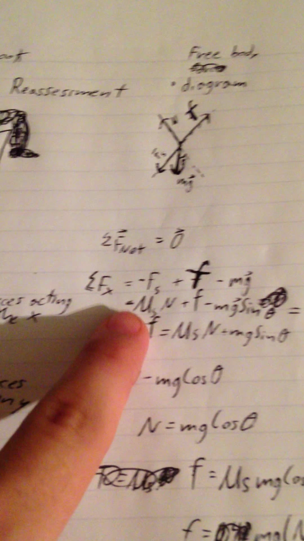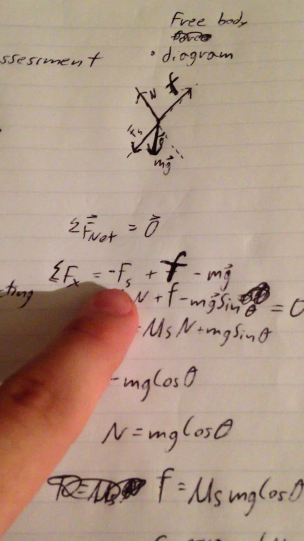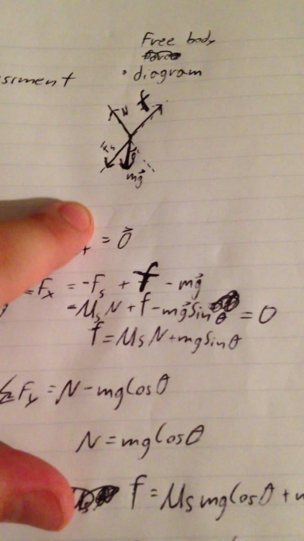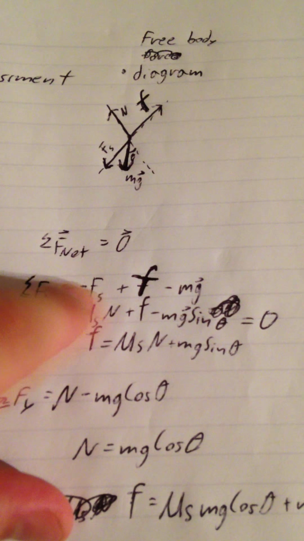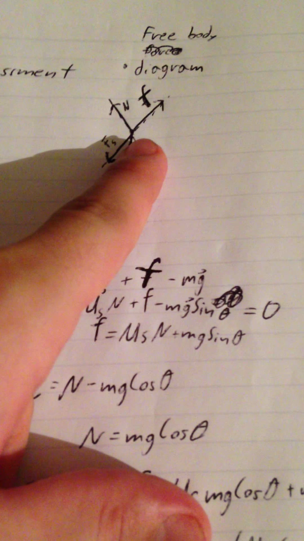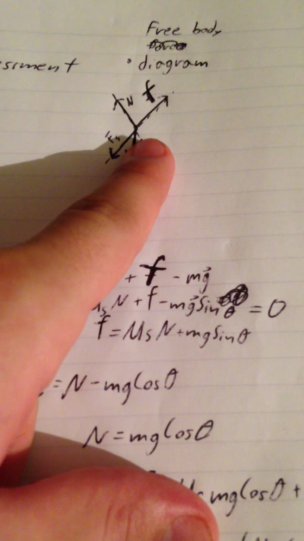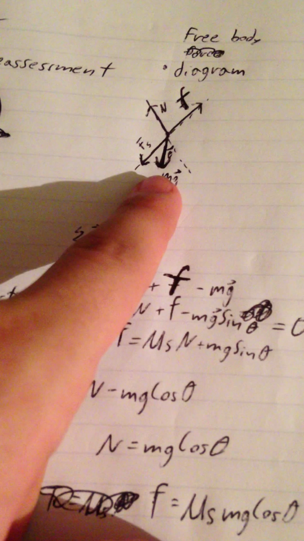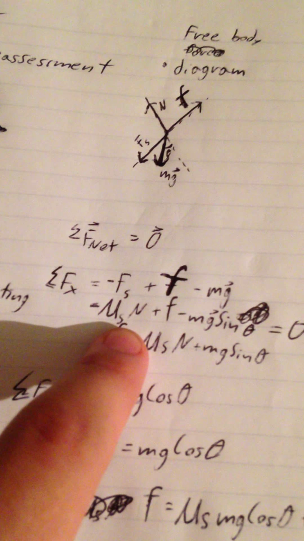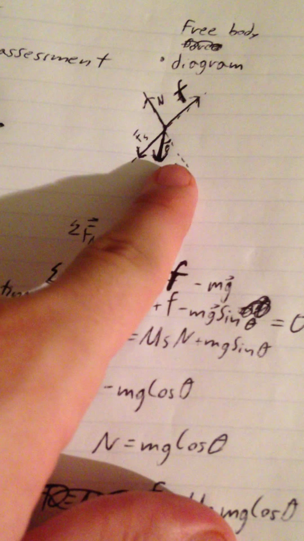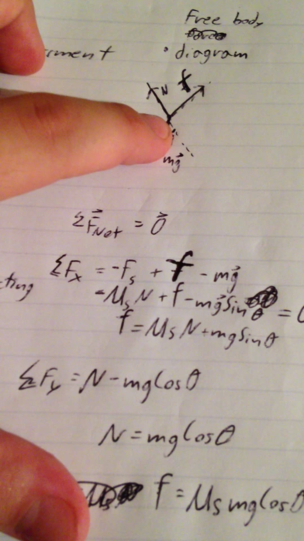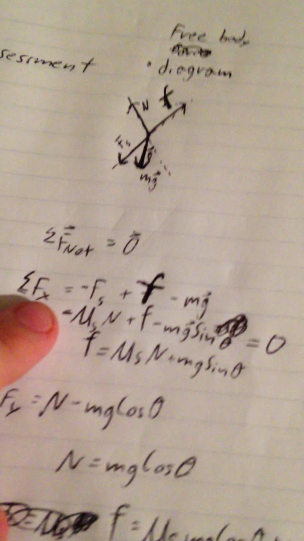For all forces acting on the x, sigma F of x equals: it's negative because it's going to the left, the static friction, plus the applied force that's keeping the block from going up, minus the force of gravity coming down. And all of these are acting on the x-axis. The normal force is going up with respect to the y-axis, so you wouldn't put it in here.